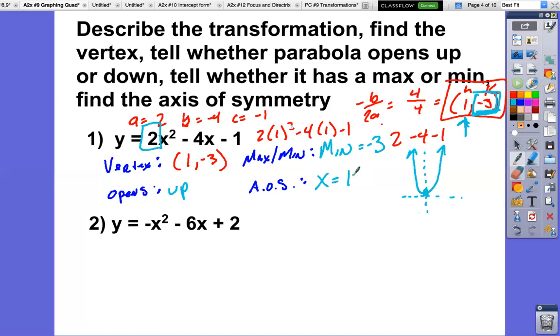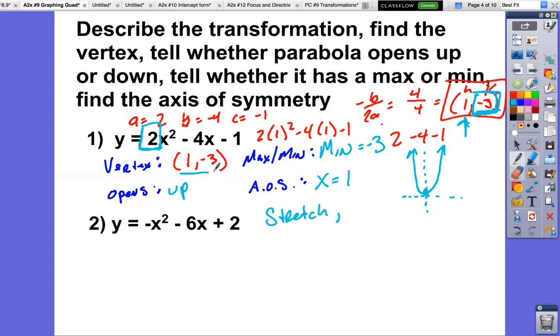Now, just for good measure, I asked you guys at the very beginning to describe the transformation, but I think that's easiest to do at the end. Now that we kind of know what it looks like, now we can describe this. So I would say, my A value is 2. So if my A value is 2, what does that 2 do to my graph? It's bigger than 1, so what does that do? Stretches it. Perfect. Thank you, Jalen. So it's been stretched.